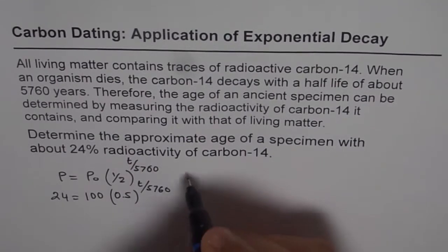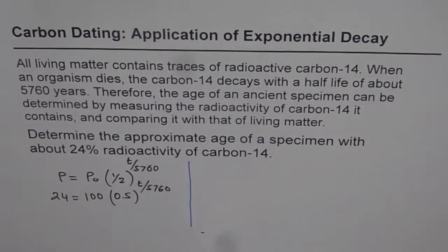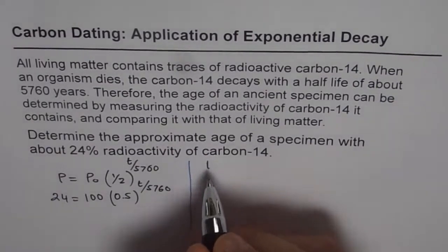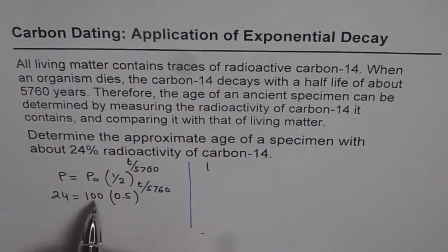Now there are 2 ways to calculate it. One, of course, is you can estimate: substitute different values of T and then try to get your answer. The other one is to use log. Taking log is a better way of doing it. For those of you who have not yet applied the method, we can take log on both sides. First we can write this as 24 divided by 100.